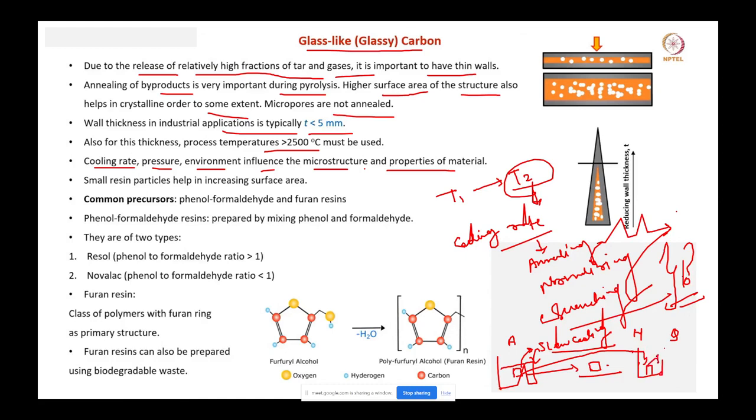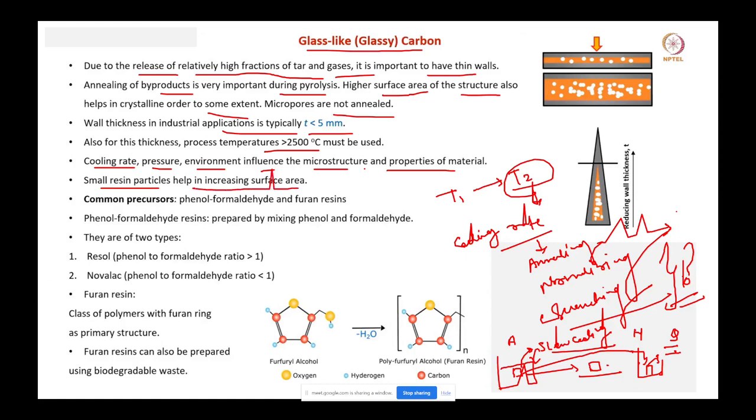Got it? So this is the basic difference between annealing, normalizing, and quenching, where you have to expose your material to a certain atmosphere in order to get specific properties and microstructures. So the temperature, cooling rate, pressure, and environment can all affect the microstructures. Small resin particles help in increasing the surface area.